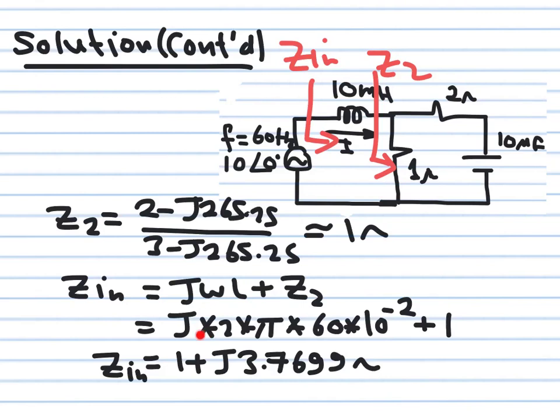j omega L is equal to j 2 pi multiplying frequency. This is omega. And the L is 10 millihenry. So it's 10 multiplying 10 to the minus 3. So it's 10 to the minus 2. And then I add 1 to that. So this is the total input impedance.